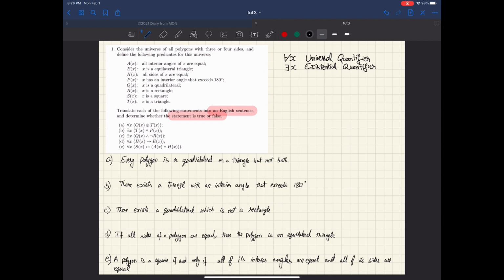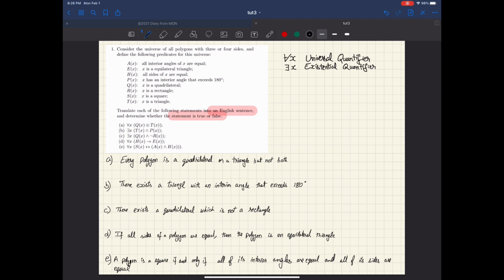So let's start with the first. It says for all x, Q of x XOR T of x. So XOR means that either one of them has to be true, but they both cannot be true at the same time and they both cannot be false as well. So one of these has to be true. Q of x reads x is a quadrilateral and T of x reads x is a triangle.